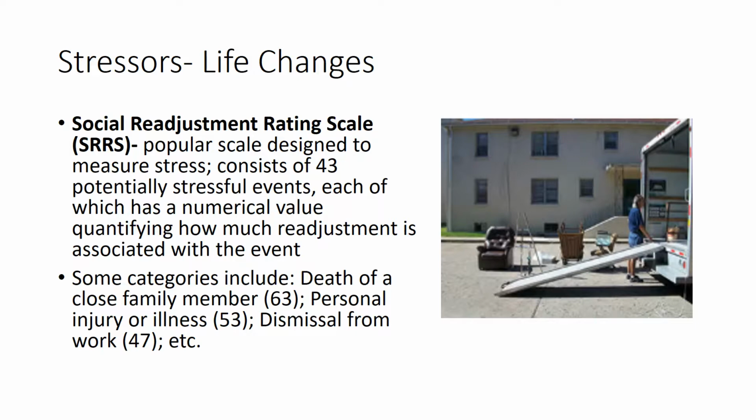The scale is designed to measure stress, and it consists of 43 potentially stressful events, and each of them has a numerical value quantifying how much readjustment is associated with that event. Some of the categories include death of a close family member, personal injury or illness, and dismissal from work.